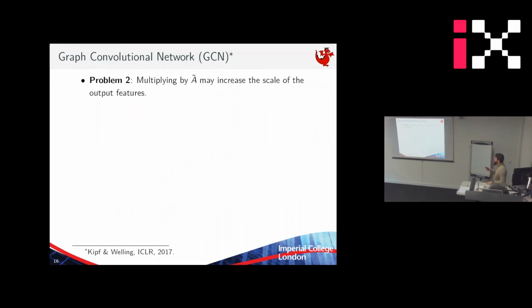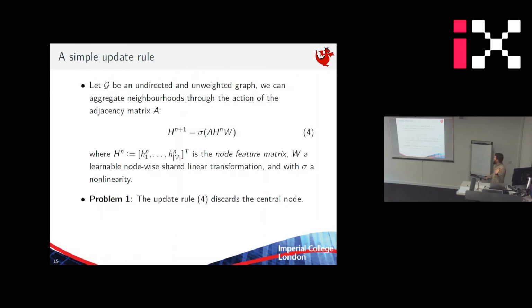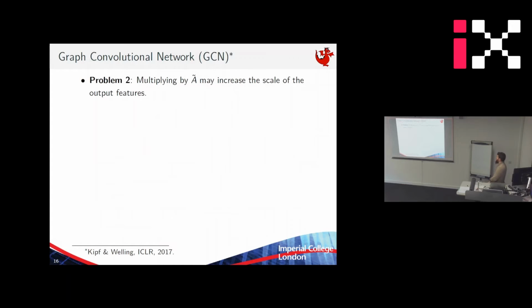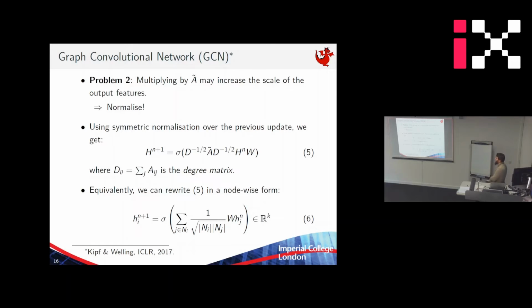So we have fixed the first problem, and then there's the second problem, which is that when you multiply by the adjacency matrix, you may increase the scale of the output feature. So if you have two nodes, one with a small number of neighbors and another with a very large number of neighbors, then your sum might result in larger values for nodes that have a lot of neighbors, right? That's not something desirable. It can be problematic. And so one very simple way to fix it is to normalize. And that's how you get to a graph convolutional network.